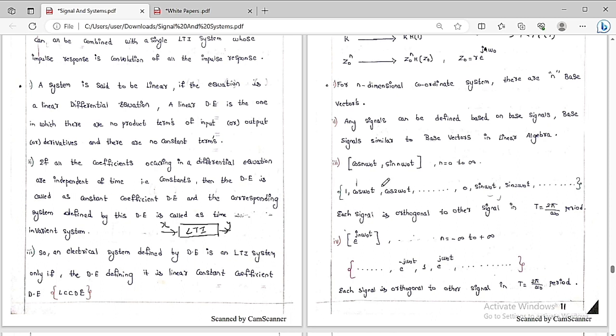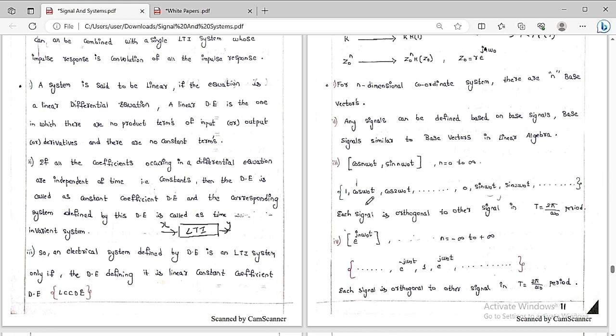The next point is cos n omega naught t and sin n omega naught t, when n varies from 0 to infinity. These are called the base signals. The value of n is varying from 0 to infinity. If you substitute n equal to 0, you get cos equal to 1 and sin equal to 0. If you substitute 1, you get cos omega naught t and sin omega naught t. If you substitute 2, you get cos 2 omega naught t and sin 2 omega naught t.